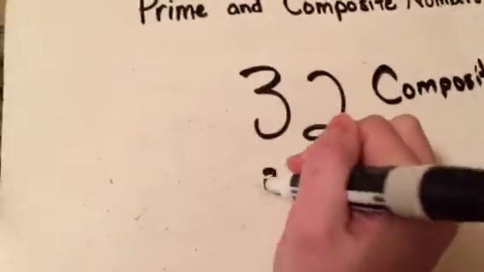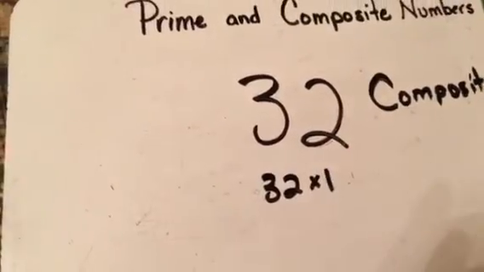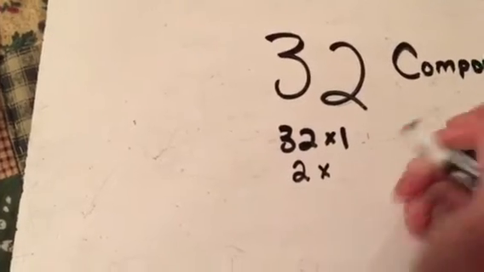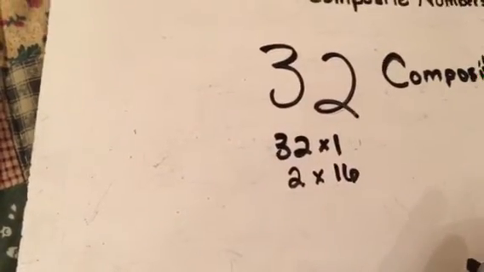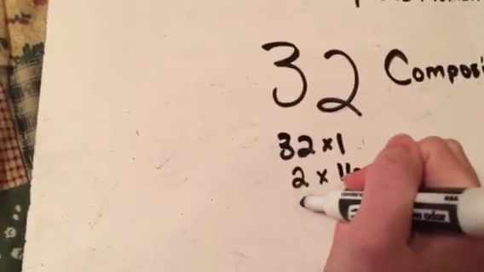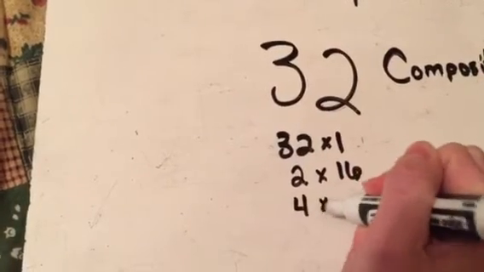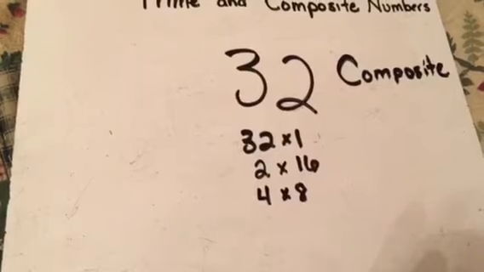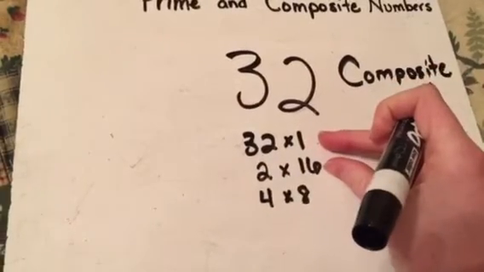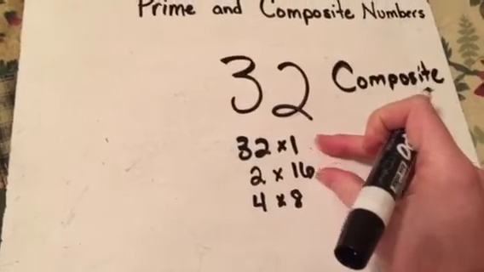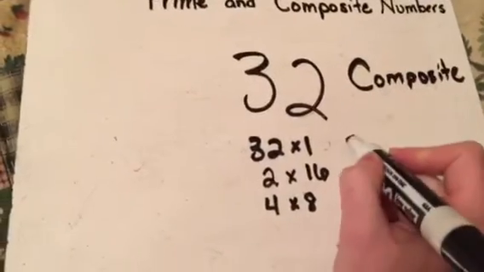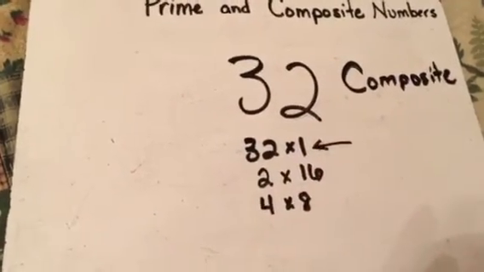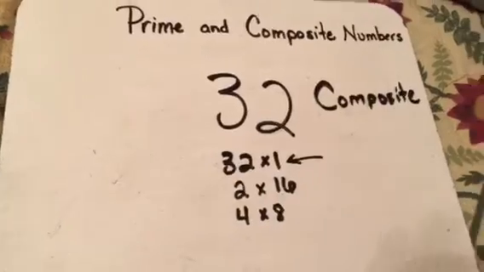Now let's think of some of the factors. Of course, we know that we have 32 and 1, 2 and 16, 4 and 8. So we can already see that this is going to be a composite number. I actually could have even stopped here. As long as I can think of one other multiplication fact besides itself and 1, it's going to be a composite number.